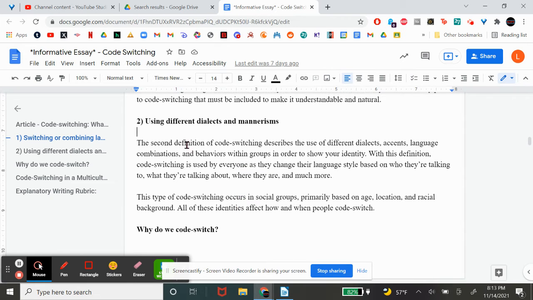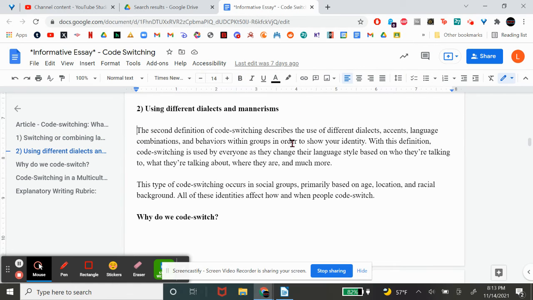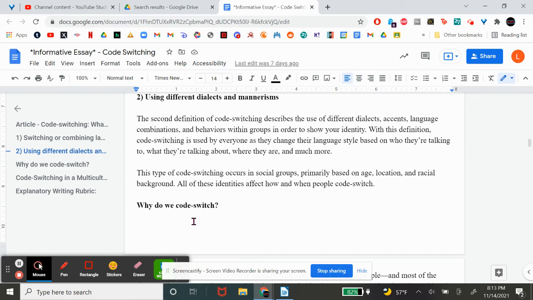2. Using different dialects. The second definition is using different dialects and mannerisms. The second definition of code switching describes the use of different dialects, accents, language combinations, and behaviors within groups in order to show your identity. With this definition, code switching is used by everyone as they change their language style based on who they're talking to, what they're talking about, where they are, and much more. This type of code switching occurs in social groups, primarily based on age, location, and racial background. All of these identities affect how and when people code switch.